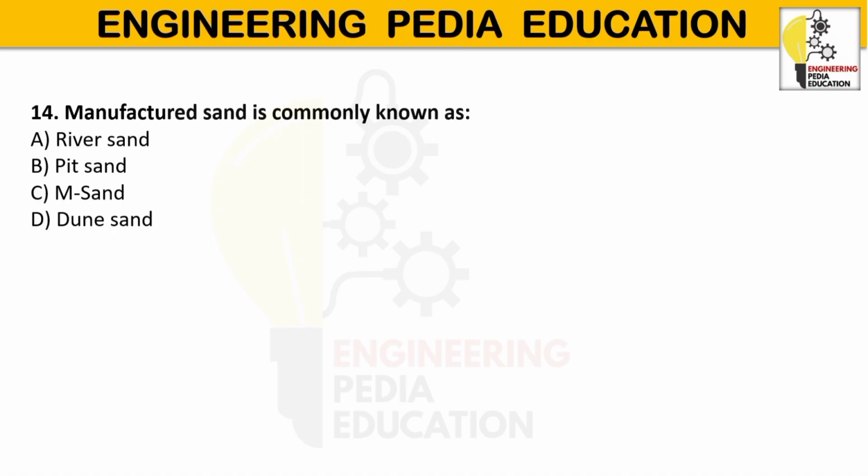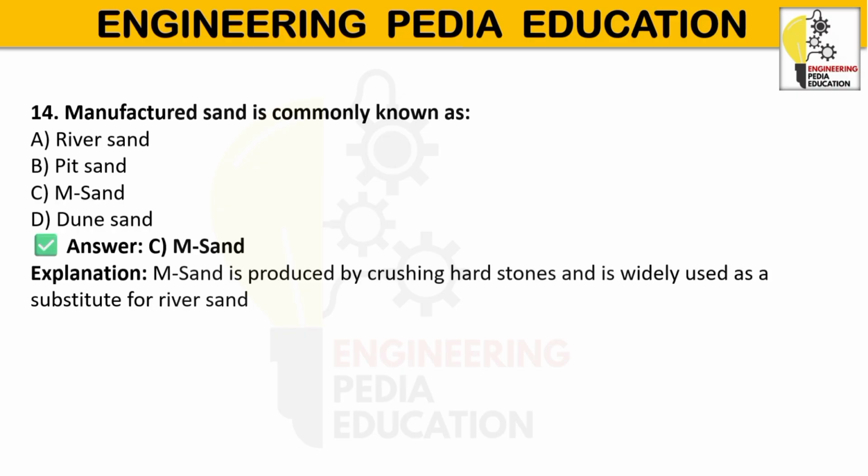Why is sea sand not preferred for RCC? Because of salt presence. Moving to our next question: manufactured sand is commonly known as river sand, pit sand, M sand, dew sand. And what is manufactured sand? So the correct answer is M sand. M sand is produced by crushing hard stone and is widely used as a substitute for river sand. Manufactured sand is an artificial sand produced by crushing hard stones, rocks, or granite into fine particles.